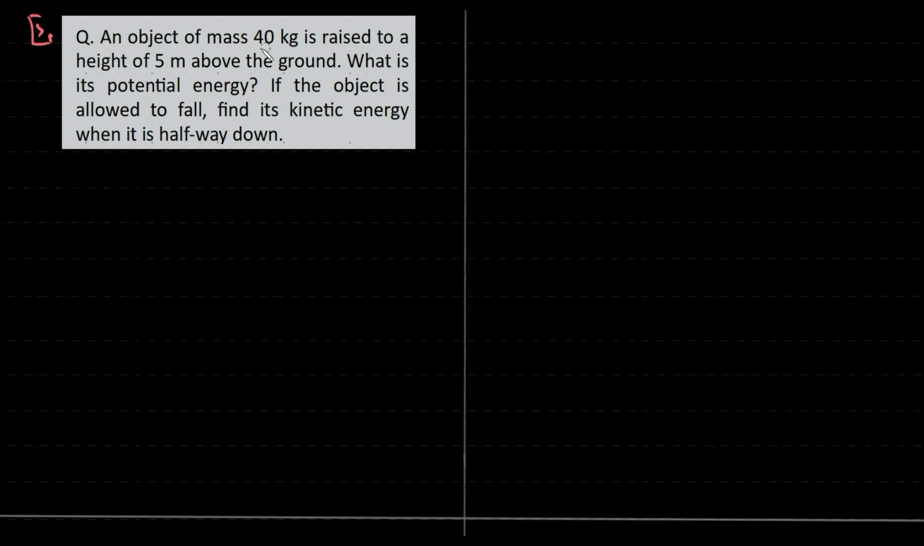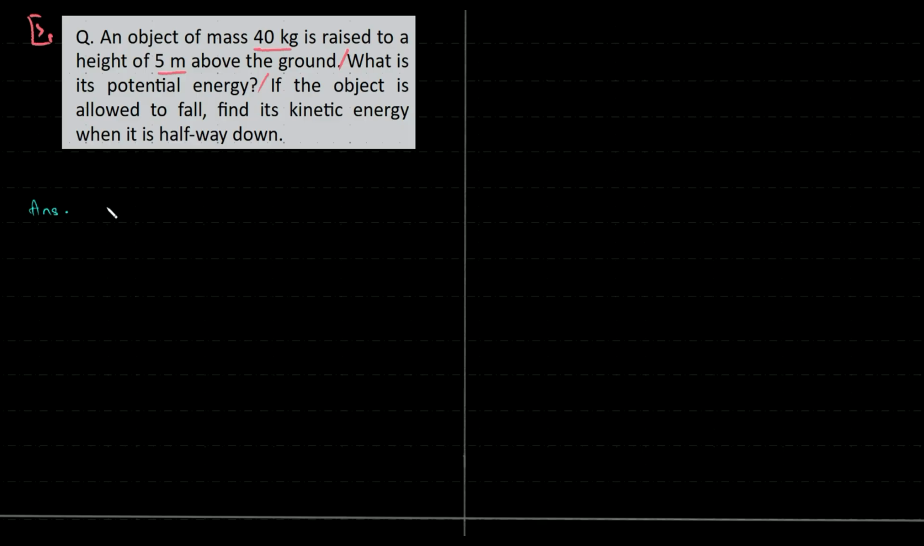An object of mass 40 kg is raised to a height of 5 meters above the ground. What is its potential energy? If the object is allowed to fall, find its kinetic energy when it is halfway down. So how are we able to do this?